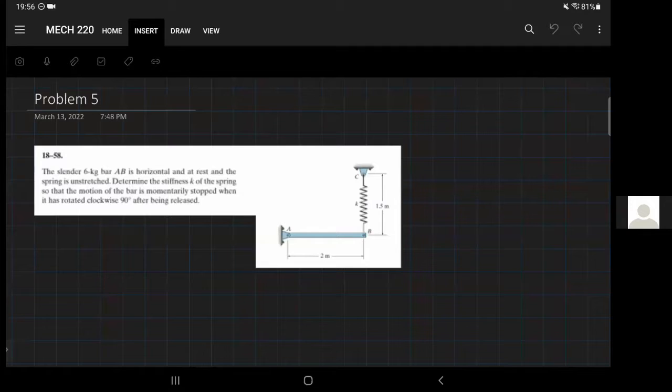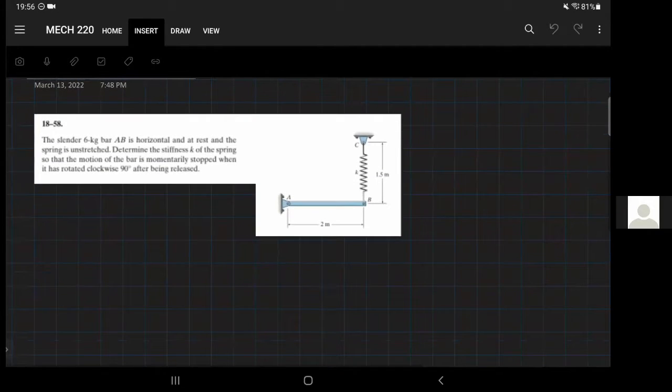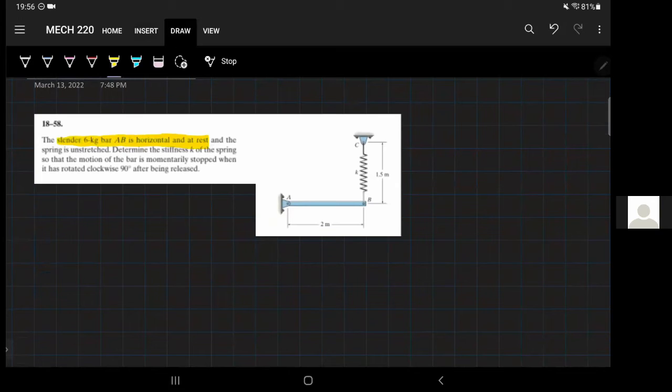So let's start the fifth problem. All right, so we have a slender 6 kilogram bar that is horizontal and at rest, right? And the spring is unstretched. We need to determine the stiffness K of the spring such that the motion of the bar is momentarily stopped when it has rotated 90 degrees clockwise after being released, right?